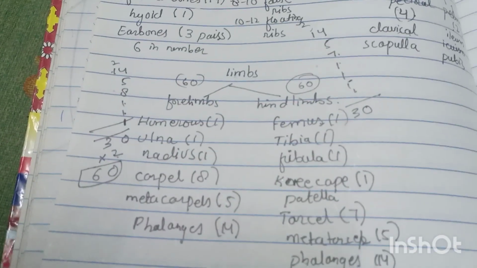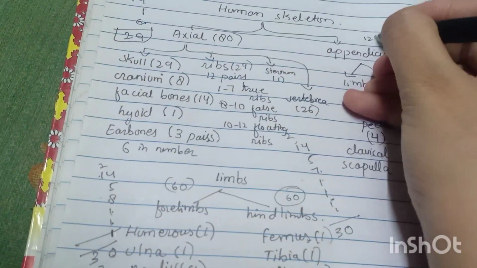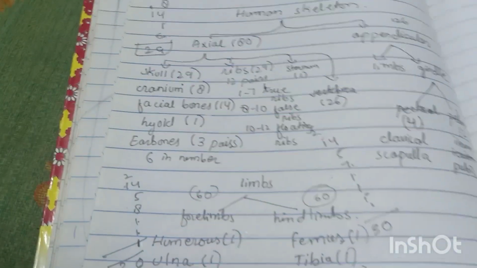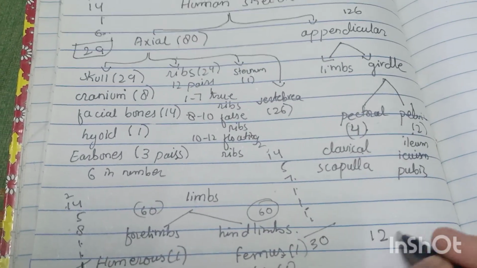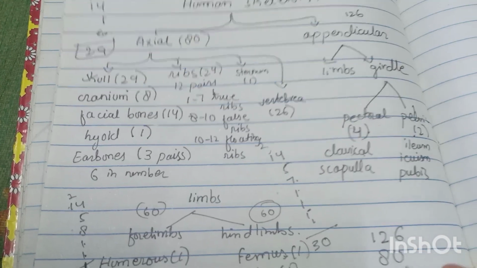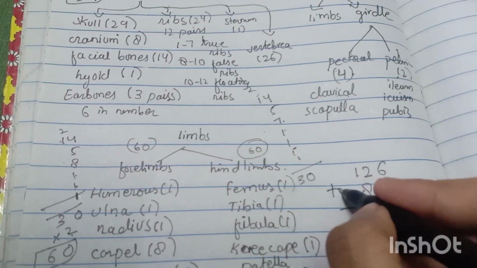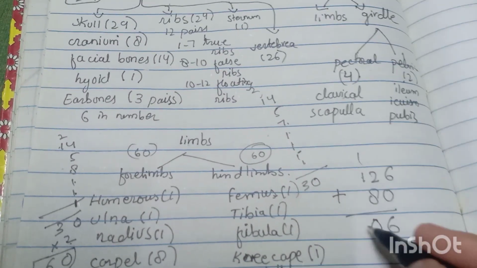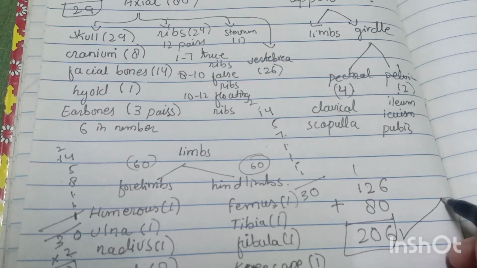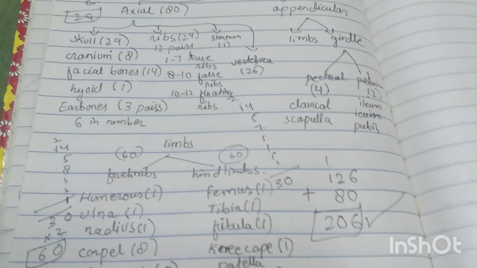So now let's count. In the appendicular it becomes 120 and in the axial it becomes 86. Let's move to the final step. Now 120 plus 86. 6 plus 0, we are adding them. 6, 8 plus 2, 0, 1, 1 plus 1, 2. So here, hence proved, we have 206 bones in our human body.